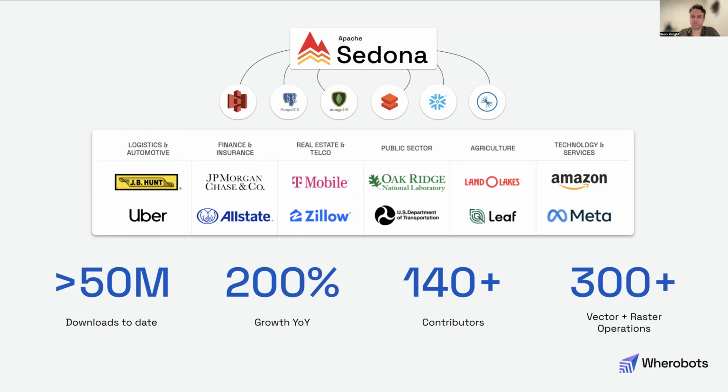So again, we've had over 50 million, I think it's like 52 million downloads now. It continues to grow really, really quickly, over 200% annual growth, lots of contributors. I think the biggest thing I'll mention, if you're not familiar with Sedona, is you've got over 300 different vector and raster operations. So like 200 vector data functions, 100 raster data functions, which really unlock the ability for you to do these types of operations very quickly on your data, giving you lots of capability to fuse things together, run statistics on them, et cetera.